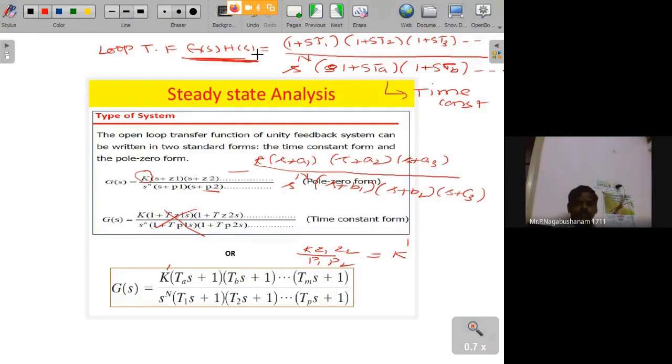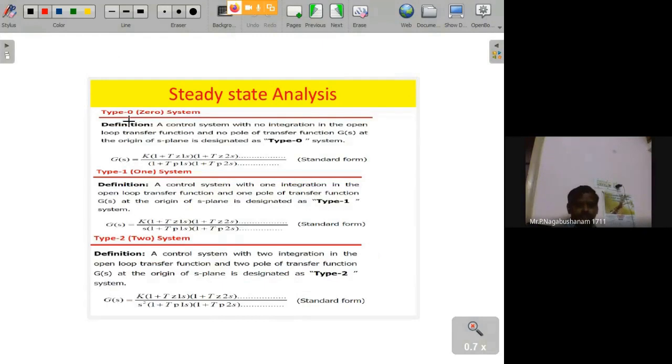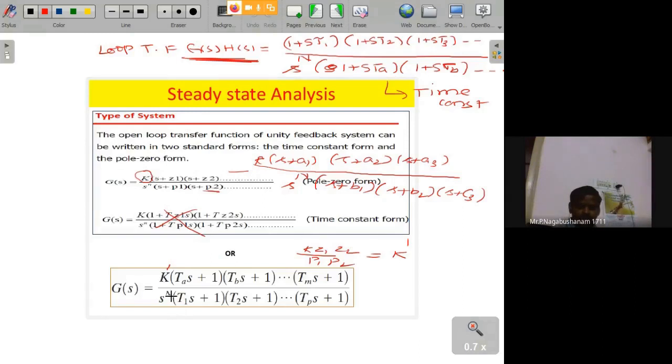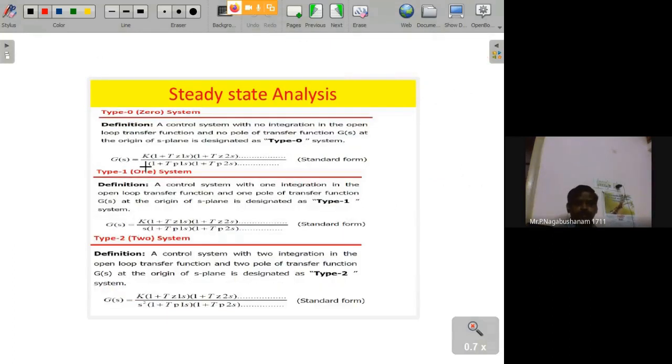Okay, next we'll see. If it is type 0, the denominator is s power 0. This n is called the type number. If n equals 0, s power 0 means that value will become 1. I'm talking about the denominator only: s power n is the number of poles at origin. In this case, there are no poles at origin. That is what is called a type 0 system.